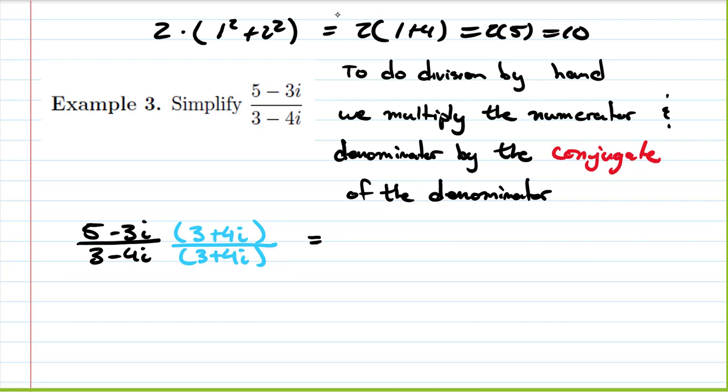So 5 times 3 is 15. 5 times 4i is 20i. Negative 3i times 3 is negative 9i. And negative 3i times positive 4i is negative 12i squared. And then in the denominator, we would have 3 squared plus 4 squared, because we multiplied by the conjugate. If you FOIL it out, you'll see you get the same thing.